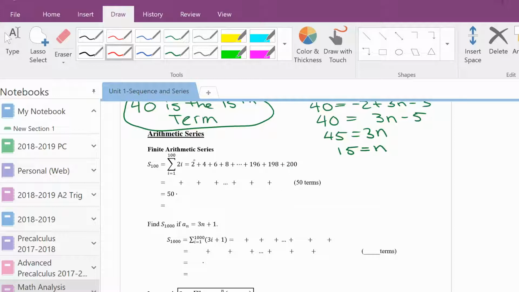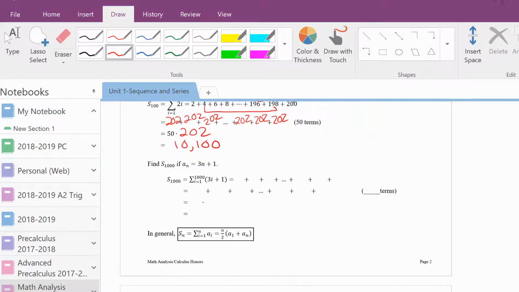Something you should notice: if you add the first and the last term, you get 202. If you add the second and the next to last term, you get 202. And if you add the third and the third to last term, sorry, I went too far, it's also 202. And that pattern continues throughout. If you pair the fourth term and the fourth to last, you would get 202. And that pattern continues all the way throughout. So since there's 100 terms, you could make 50 pairs. So 50 times 202 would give you the sum of 10,100.